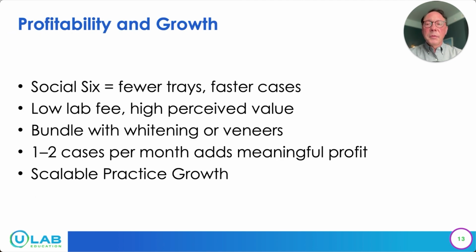Profitability and growth. Social 6 basically means fewer trays, faster cases. So the lower lab fee, higher perceived value. When you bundle this with whitening and veneers, it is absolutely amazing. One or two cases per month is a meaningful profit. What's great about this is the scalable practice growth.